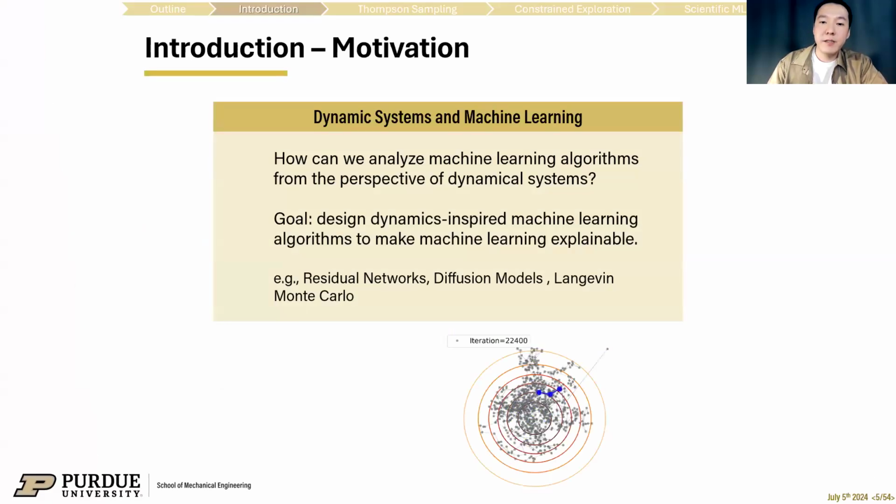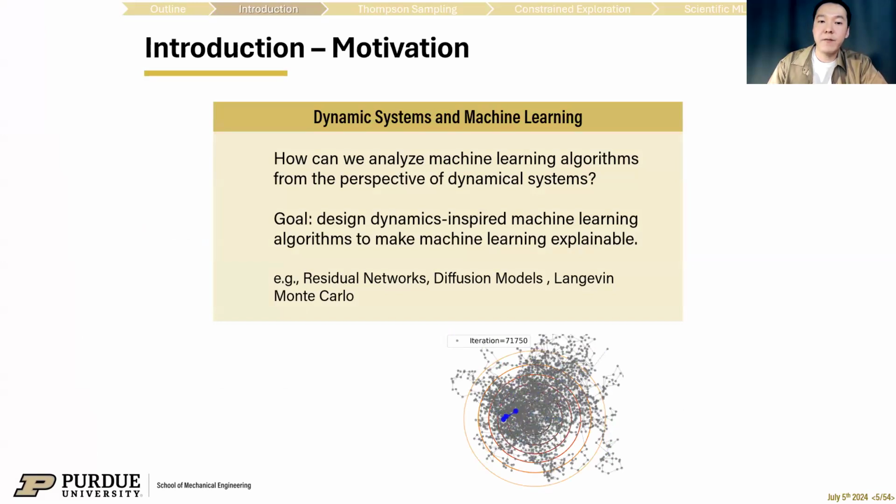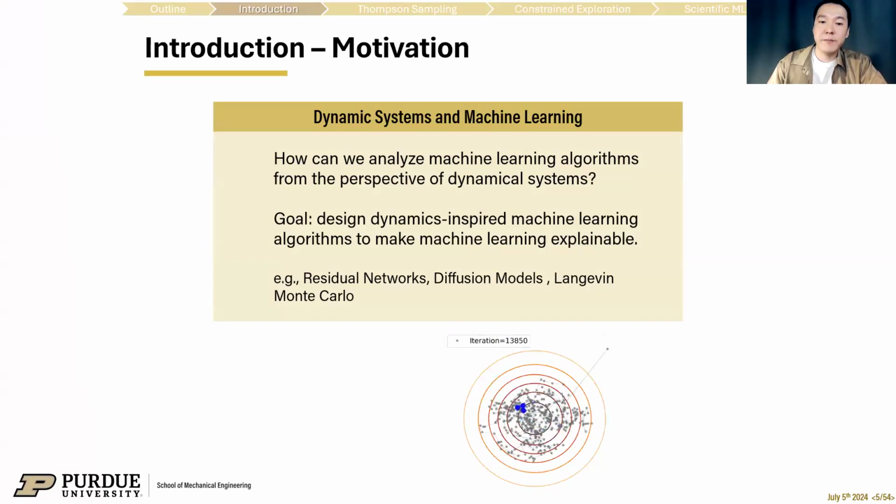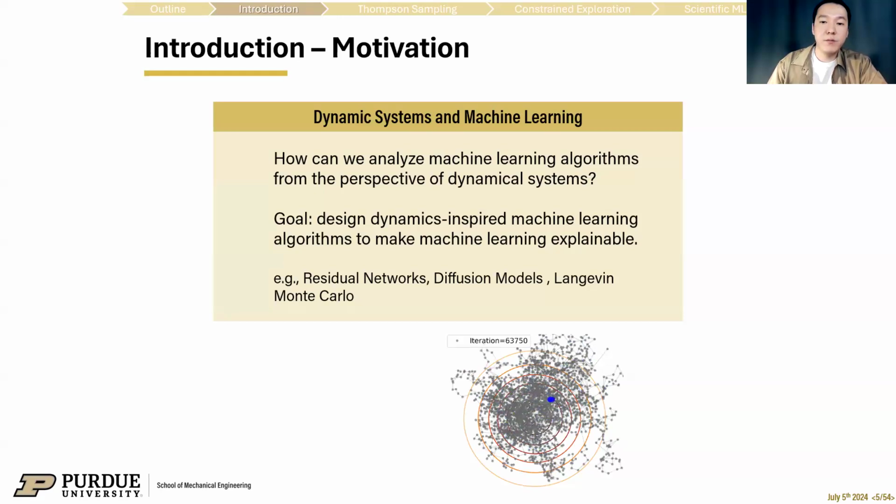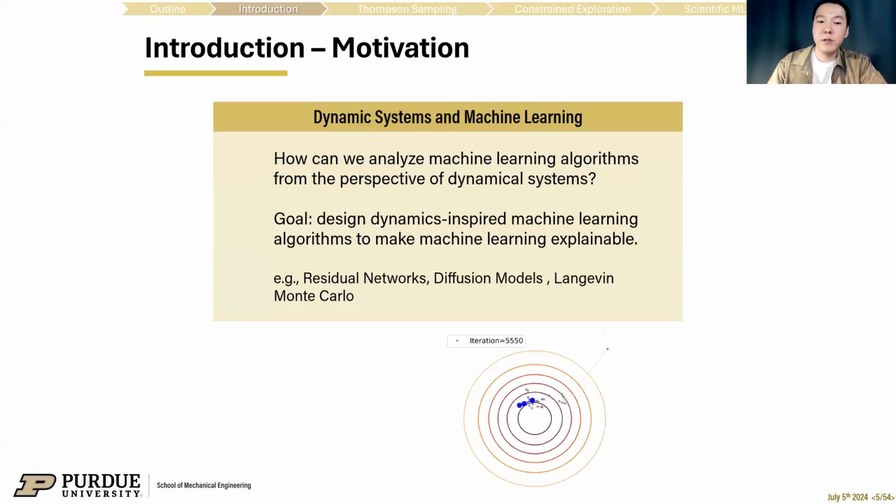Machine learning and dynamic systems are concepts from different fields of science and engineering. There's a lot of intersection between these two, and some machine learning algorithms are actually inspired by the idea of dynamic systems. Some may perform well in machine learning tasks, and we want to make them explainable to provide some intuition behind why they work well, like the residual neural network. Some algorithms like Langevin Monte Carlo and diffusion models get ideas from dynamic systems, and scientists develop them to become powerful tools in machine learning.